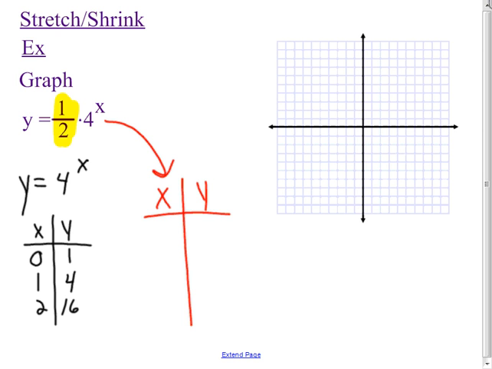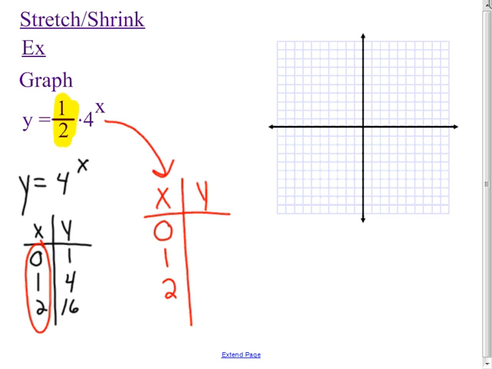Now you have to look at how is 1/2 attached. Is 1/2 physically attached to x, or is it actually attached to y? If it's attached to x, it has to be with x, either physically right next to it being multiplied to x, or added or subtracted to the x value. So in this case, it's in the front of it, which means it's actually attached to y. So there is nothing that's happening to my x values. So my x values are going to be the same, 0, 1, and 2. They come from your parent table.